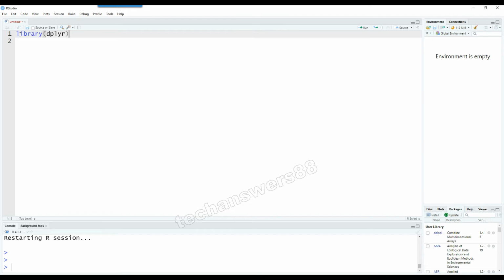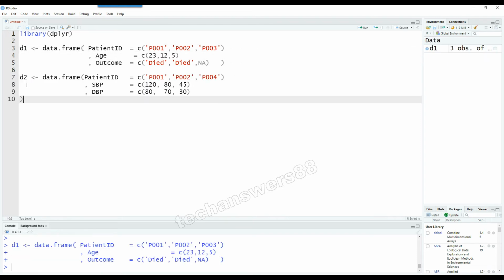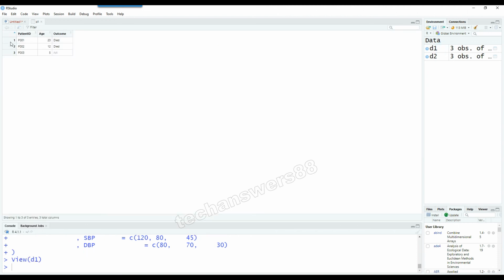Now let's do an inner join using dplyr in RStudio. Using the package dplyr, I'm creating my first datasets, D1 and D2. These contain some fictitious data for the patients, and in both the tables I'm using patient ID.